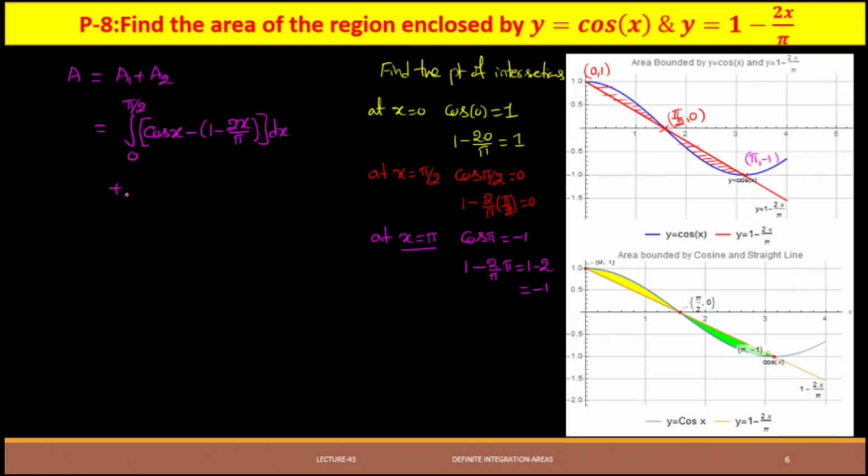the area A2. How will you find out? This is pi by 2 to pi, and in this region the red color curve is the upper curve, that is the straight line is the upper curve. So it is 1 minus 2x by pi minus cos x whole dx. Now let us find out the integration.